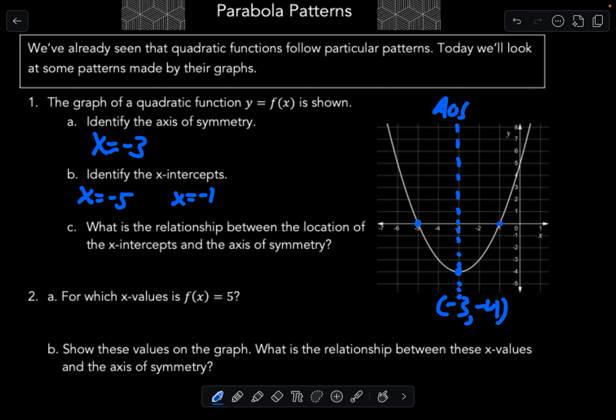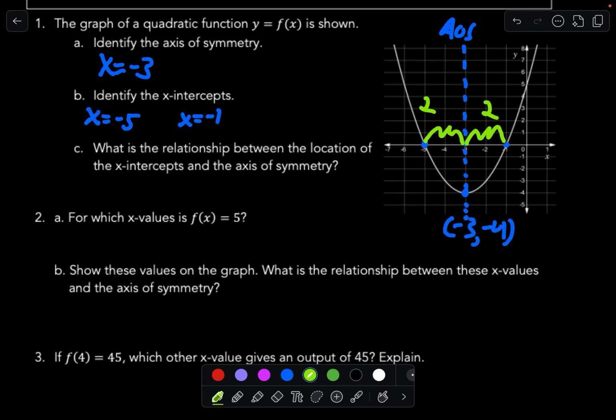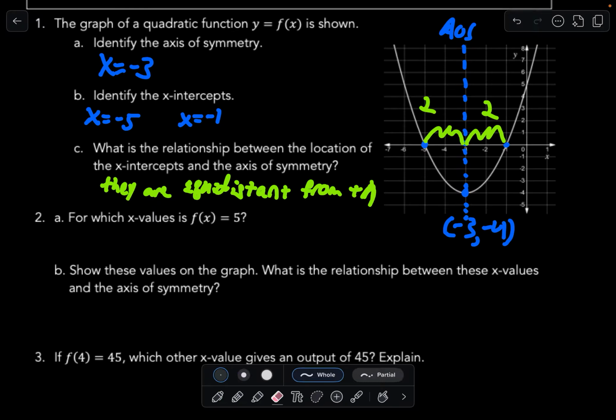Now it says, what is the relationship between the location of the x-intercepts and the axis of symmetry? Well, to answer that, you would realize that one x-intercept is 2 units to the left, and the other x-intercept is 2 units to the right. So they are equidistant. That's what equidistant means. It means it's the same distance on either side, distant from the AOS.